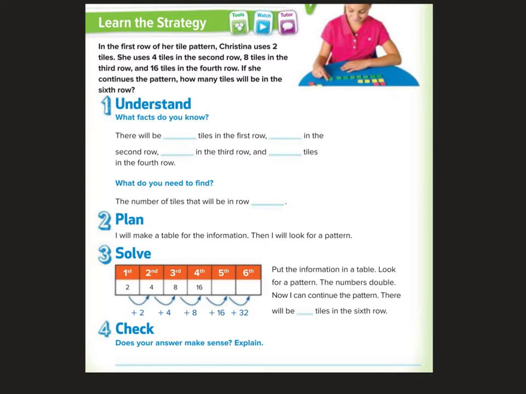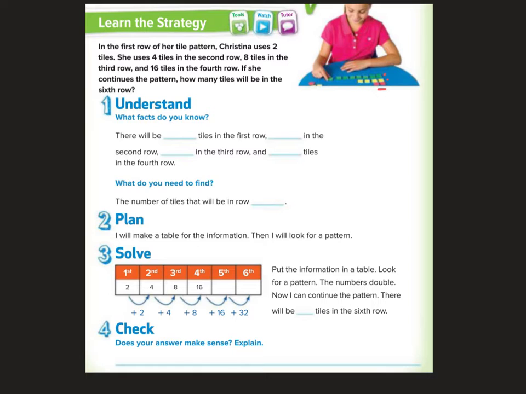Oh, we're learning the strategy. Sorry, not example 1. Learning strategy. In the first row of her tile pattern, Christina uses 2 tiles. So you can look up here, 2 tiles. She uses 4 in the next, 8 in the next, and 16 in the 4th row. If she continues the pattern, how many tiles will be in the 6th row?